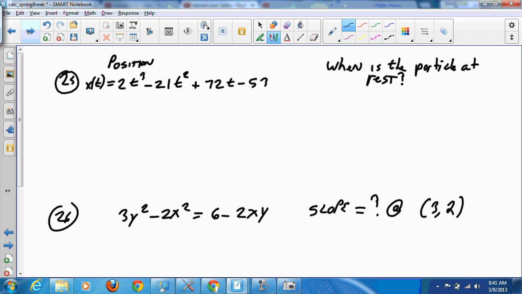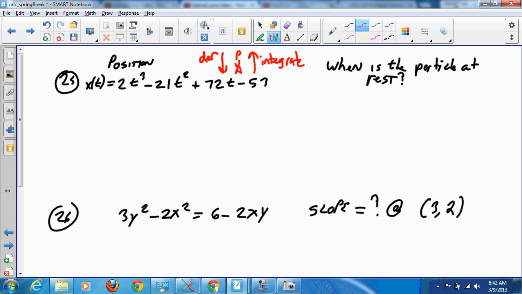Okay, 25 looks like it's a position function. And let me just remind you of this: PVA, position, velocity, acceleration. When we go down the chain, we take the derivative. The derivative of position gives us velocity. The derivative of velocity takes us to acceleration. And then, of course, if we need to go the other direction, we would integrate.